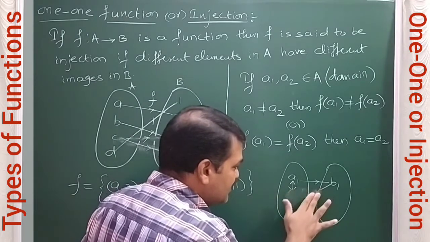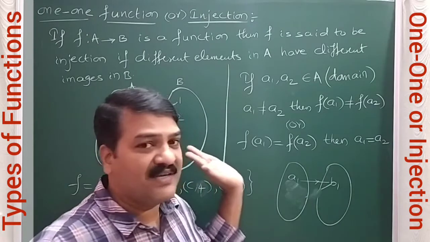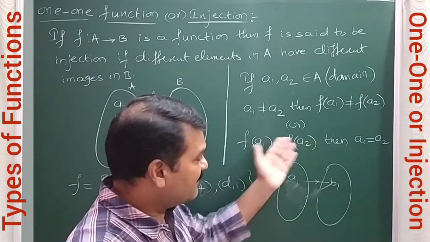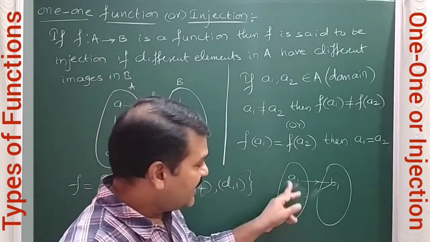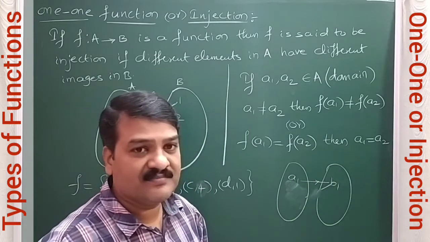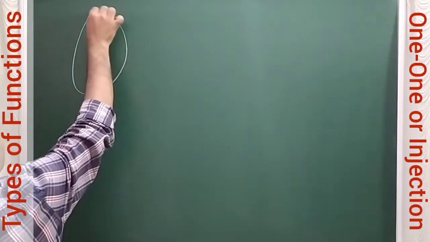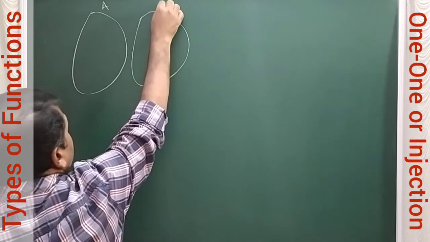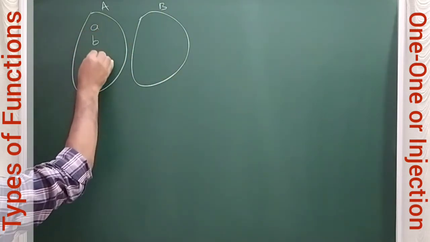So I will remove this. A2, A1 are the same. Therefore it is one-one now. There is no problem. See, A1, A2 are not different, both are the same, therefore I removed A2. Now A1 has only one image. So let me take a mapping from A to B. Let me take a mapping like this, for example.